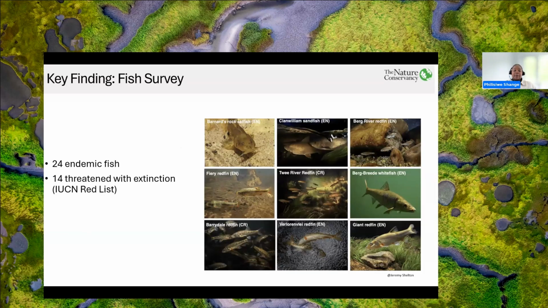So I'll now be going through the key findings from the survey, just highlighting the findings from the fish survey. The region has about 24 endemic fish, and of those, 14 are listed as threatened with extinction on the IUCN Red List. And I would like to mention here that the numbers keep changing daily, because there are new species that are recorded regularly.